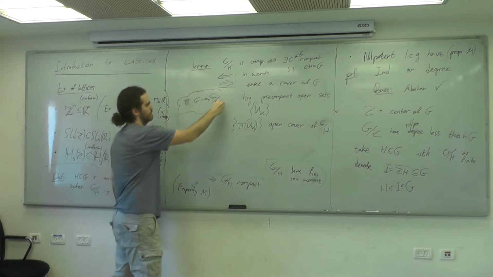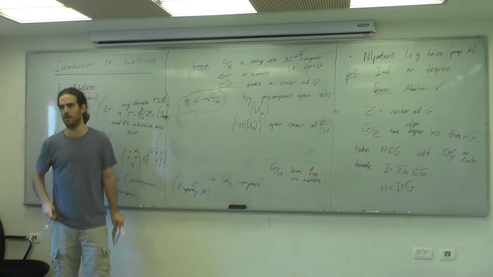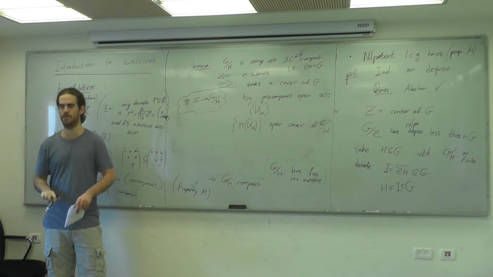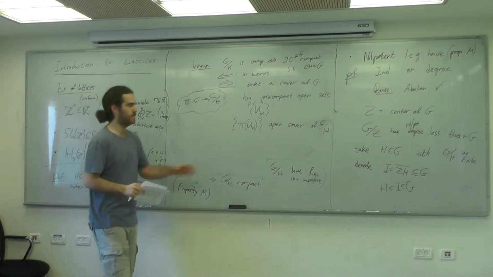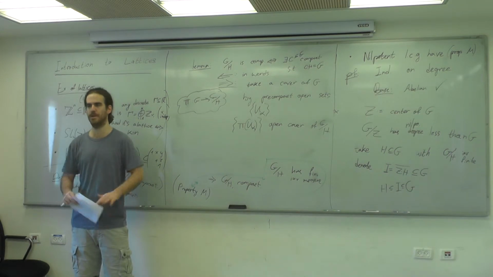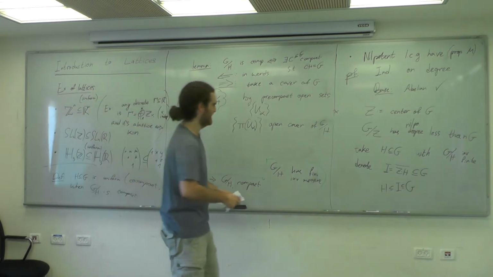Actually, this is the definition of the topology. You don't need to assume that H is closed. To be precise, you define the topology on G mod H by declaring π to be an open map. And it coincides with the quotient topology. Okay, it's the same.